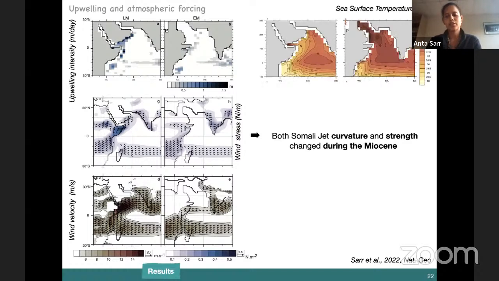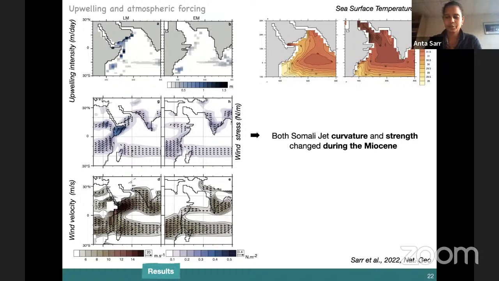In addition, because of this lack of strong surface circulation in the subsurface of the Arabian Sea during the early Miocene, there is a super hot sea surface temperature, because the waters, instead of coming from the south as in the late Miocene simulation, which is the left plot of the temperature, are coming from the eastern Tethys embayment, and they are super hot.